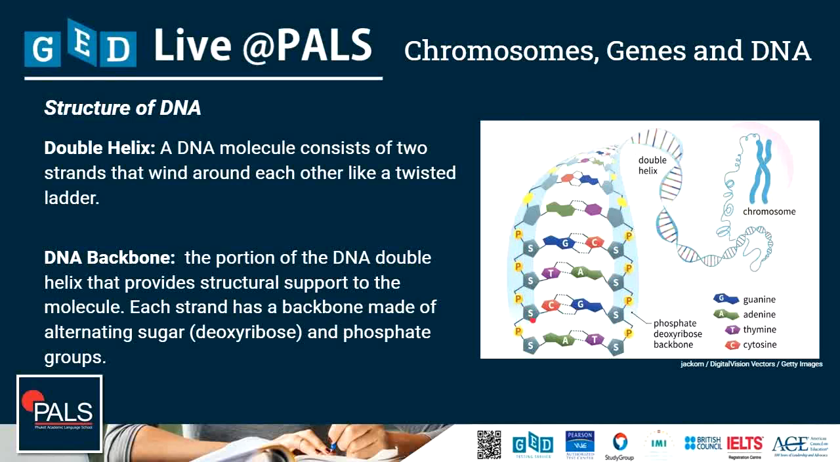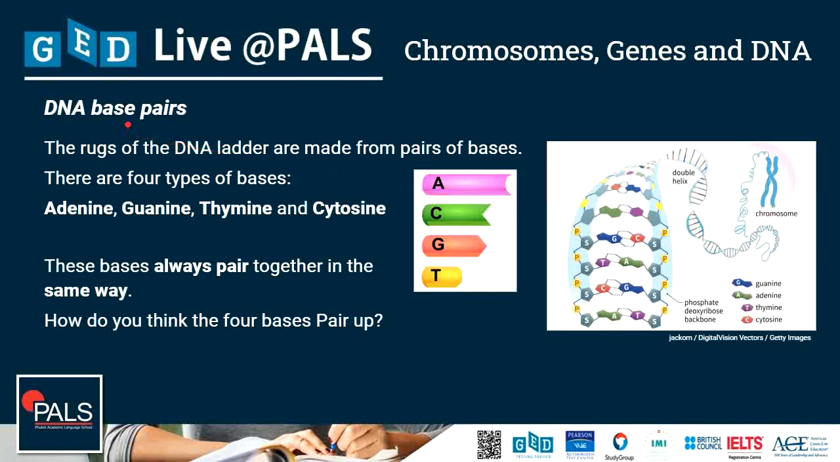So, what else do we have in the DNA? We have this bit in the middle here. These are the so-called DNA bases, or the base pairs. The rungs of the ladder are made from these pairs of bases. There are 4 types of bases: adenine, guanine, thymine, and cytosine, and they are usually assigned the 4 letters A, C, G, T, so we don't really need to remember these names. Important is to know the 4 letters A, C, G, and T.